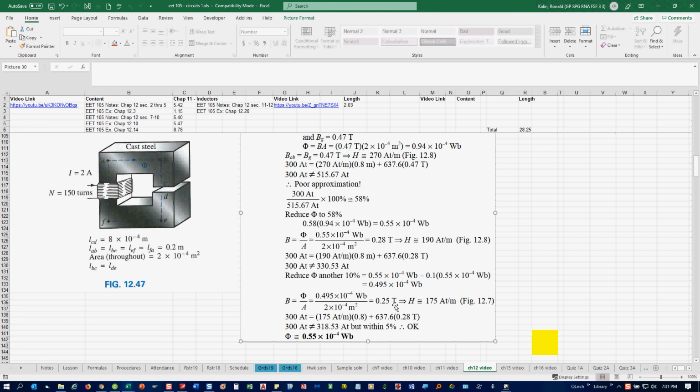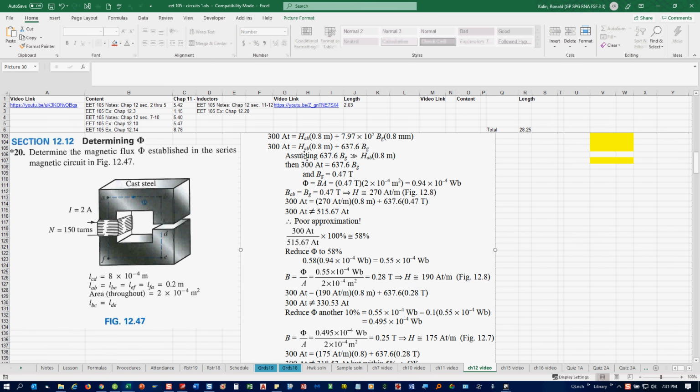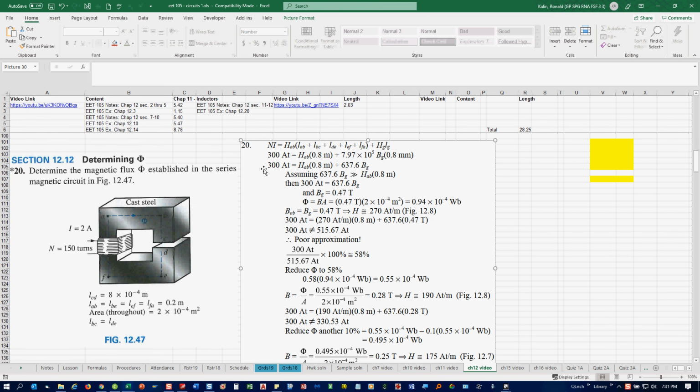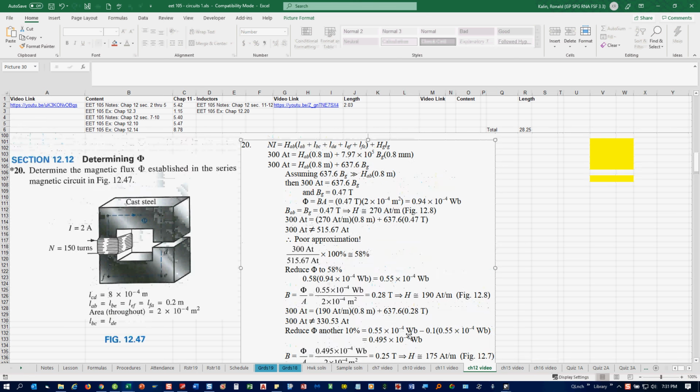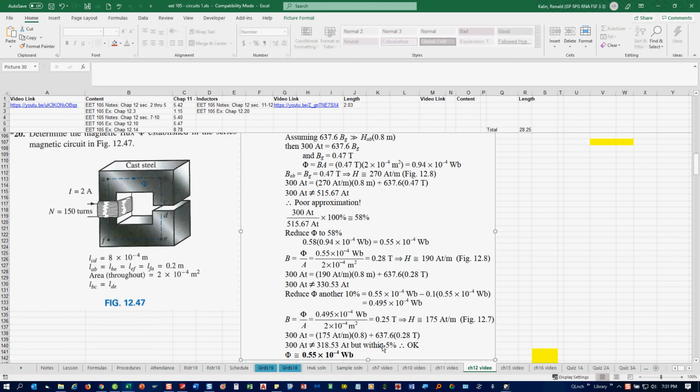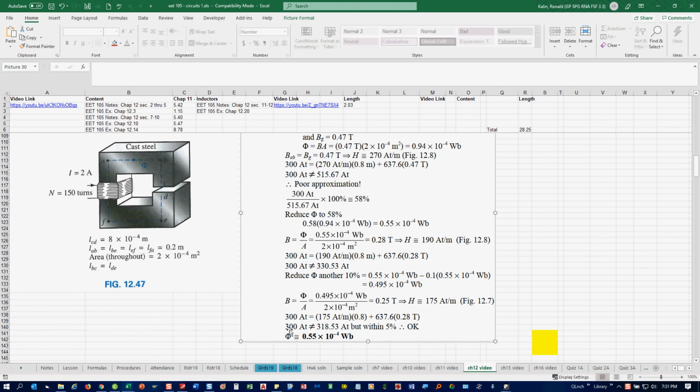You plug that back in, get an H value again of 175. You plug it back into this equation here, right here. So you take 300 equals 1.75 times 0.8 times 637.6 times 0.28. Excuse me. I'm not real sure where they got that 0.2. I think it should be point there. They did this 0.28.